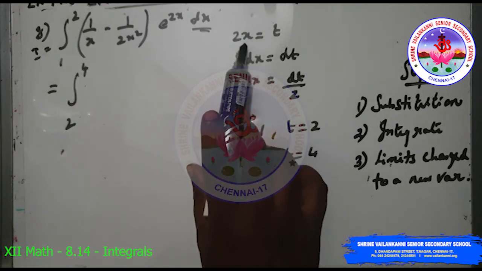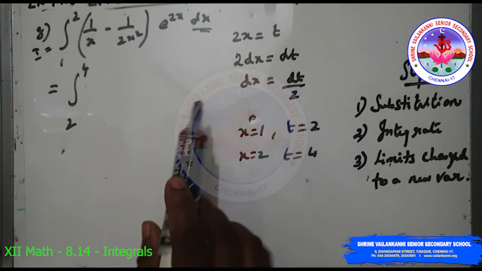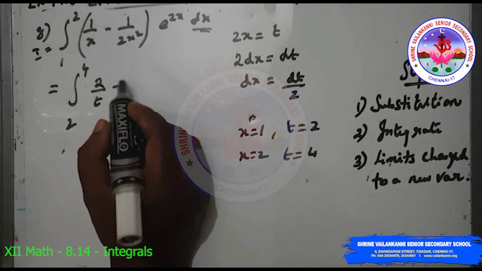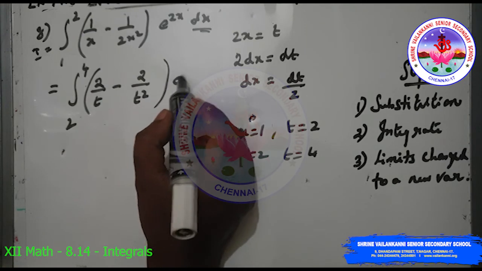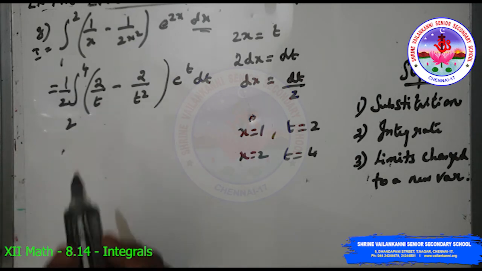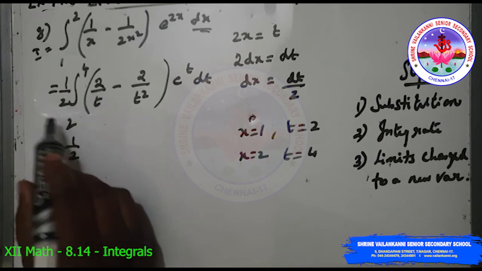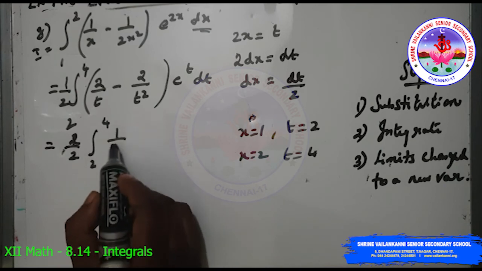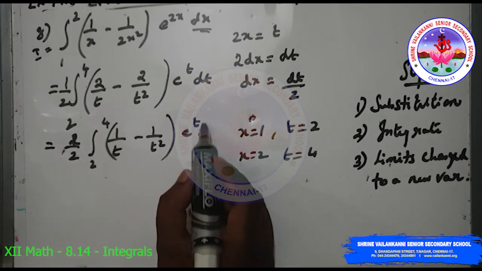Here we have 2x is t, so x is t by 2. So 1 by x is 2 by t. So 2 by t minus 2 by t square into e power t, and dx is dt by 2. So dt by 2, which is equal to half into, taking 2 out, 2 by 2 integral of 2 to 4, 1 by t minus 1 by t square into e power t dt.